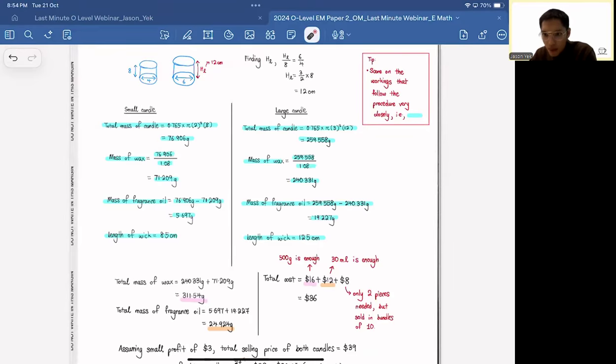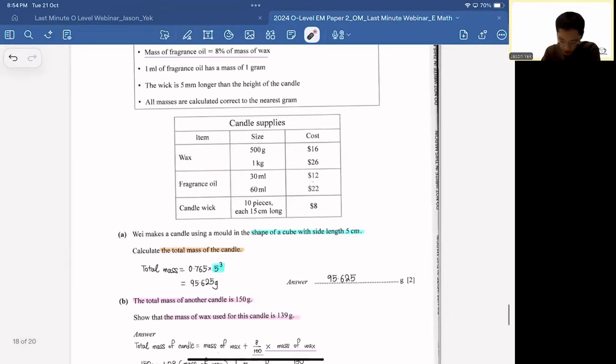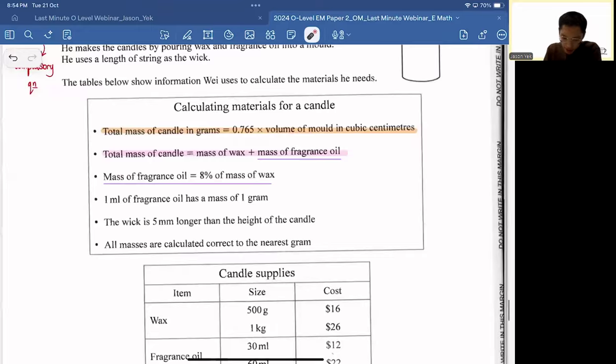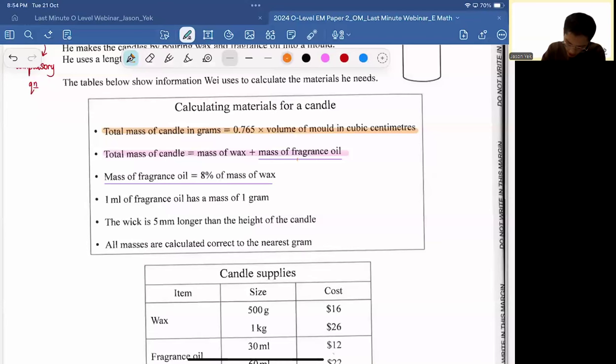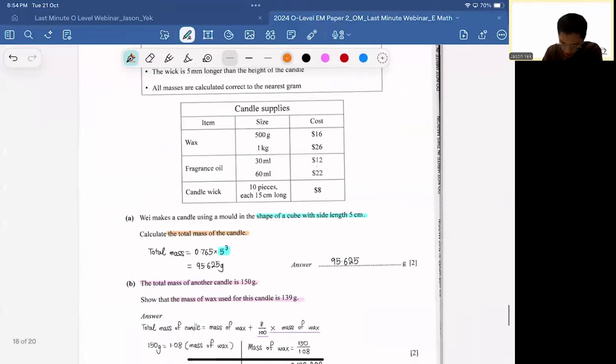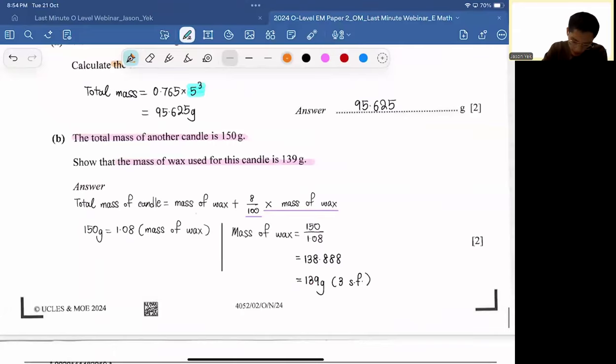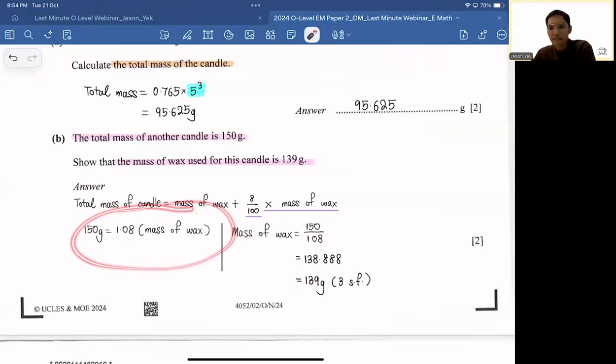Mass of wax. Why do you divide by 1.08? Okay, so if you look over here, mass of fragrance oil is 8% of the mass of the wax. So if I were to say this is 8% of the mass of wax, if you factorize it accordingly, just like my working here, you realize that's my 1.08.